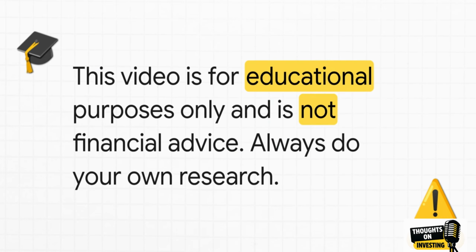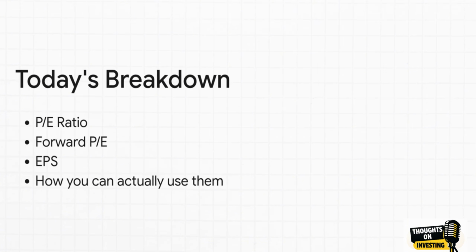Before we dive in, just a quick and important reminder. This is all for educational purposes. It's not financial advice. The markets can be a wild ride, so please always do your own homework before making any investment decisions. So here's our game plan. We're going to start with the absolute foundation, which is earnings per share, or EPS. Then we'll build on that to understand the PE ratio. We'll even peek into the future with something called the forward PE, and then we'll tie it all together so you can walk away with a tool you can actually use.